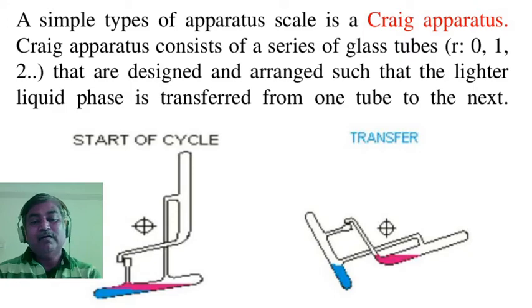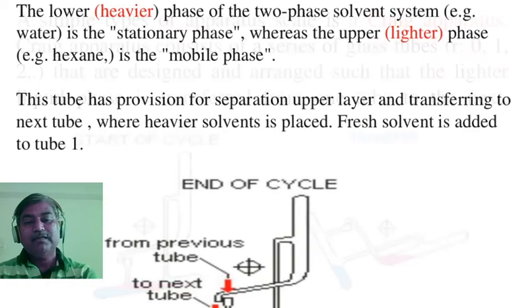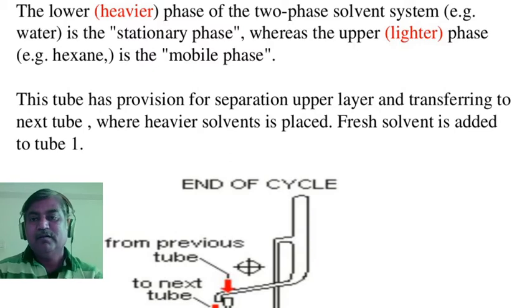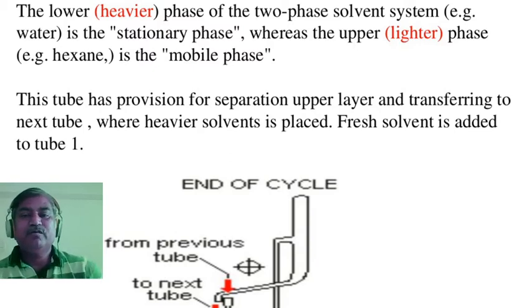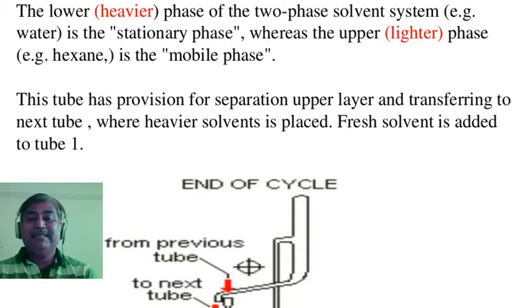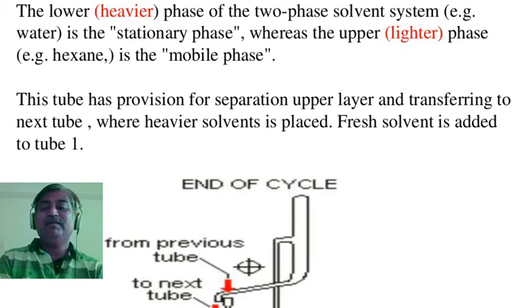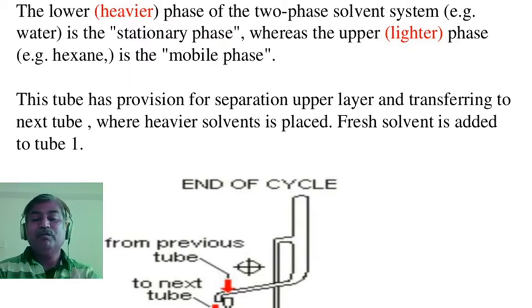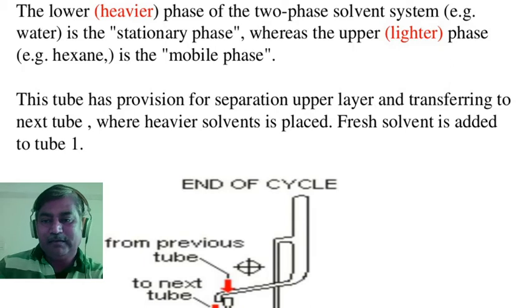Again it is tilted back in the same manner. The lower heavier phase of the two phase solvent system is the stationary phase, whereas the upper lateral phase is the mobile phase. Is it right? So the pink colored phase is the lateral phase, considered the mobile phase, and the blue colored phase is the heavier phase, which is the stationary phase. Initially it is tilted 90 degrees, then reversed by 90 degrees, which means we retain the first position again.